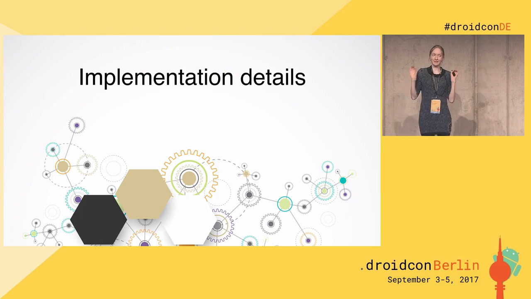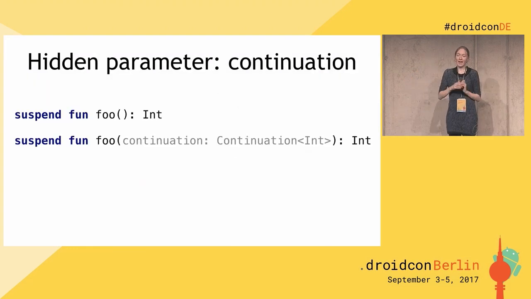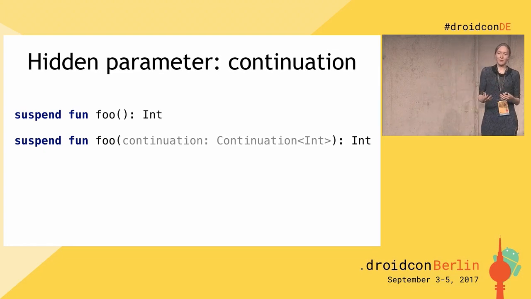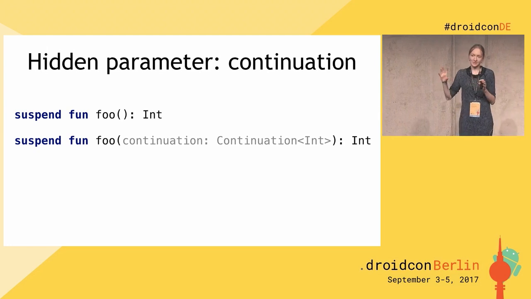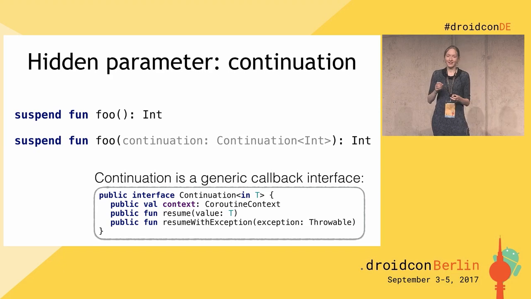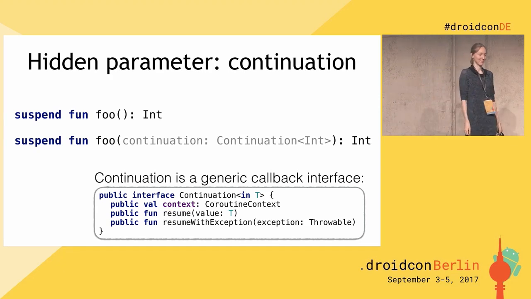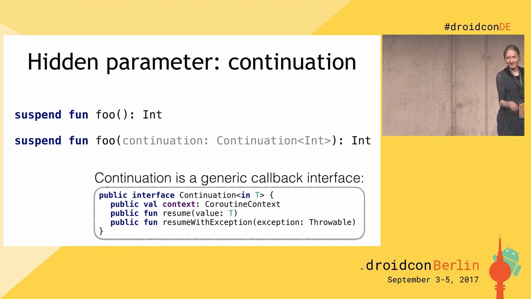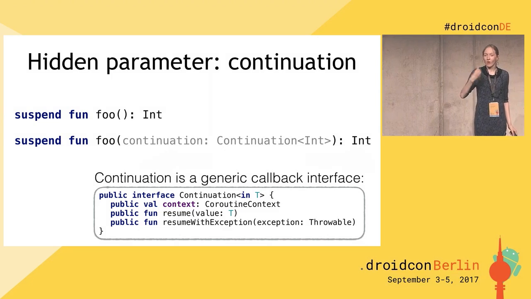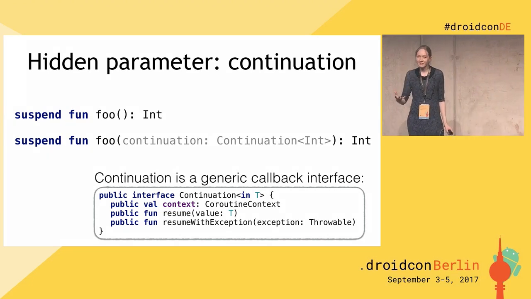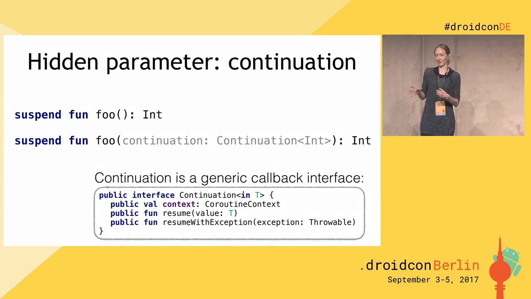A little bit of implementation details. Actually, when you declare this suspend function, the Kotlin compiler secretly adds an extra parameter, continuation. And in essence, continuation represents a generic callback interface. So in the end, it's still programming with callbacks. However, in this case, they are hidden by the Kotlin compiler. So you can think of it like that.